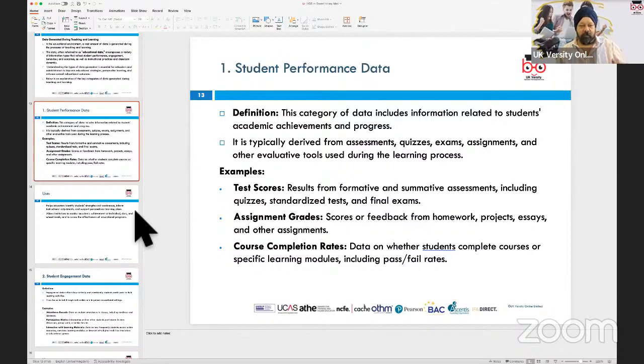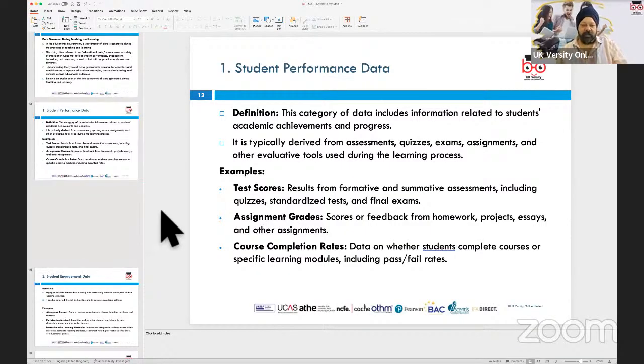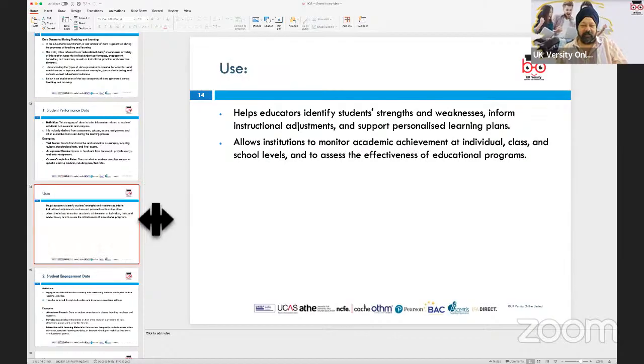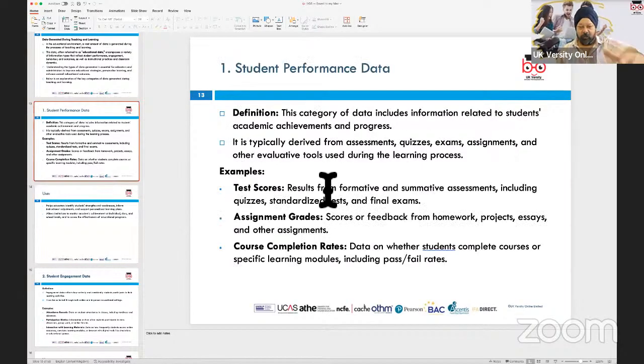If we have to look at student performance data, what would this be useful for? Any ideas? Data which is coming out of test scores, assignment grades, completion rates. What do you think this data will be useful for? Any ideas? So test scores, for example.